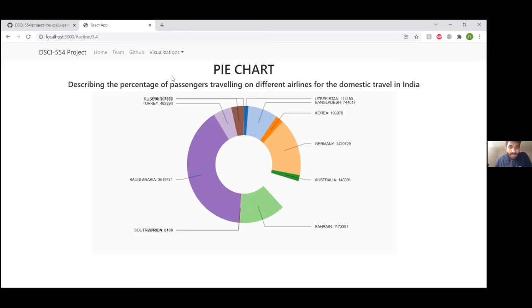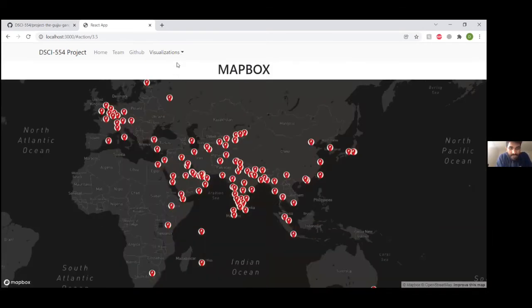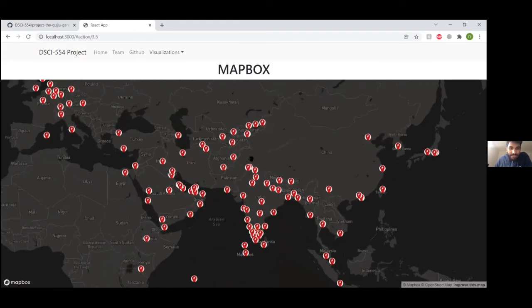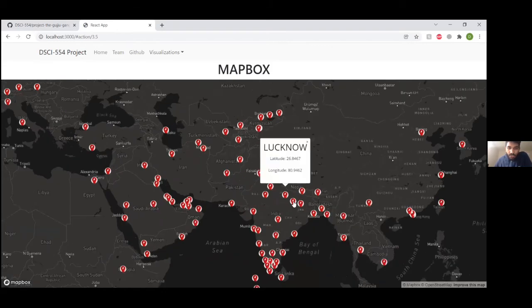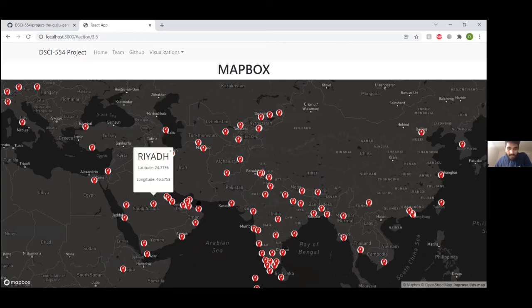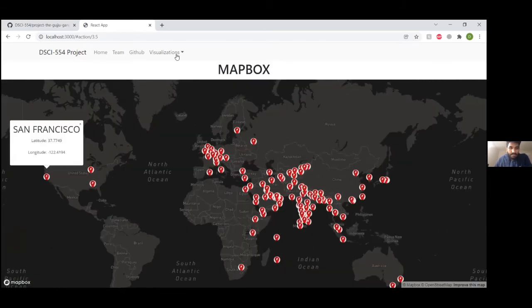And the next chart that we have developed is the map box. We have tried to interpolate the locations of various cities on the map box, and whenever any pin is clicked on this map, it shows the name of the city as well as the actual location on the map, that is the latitude and longitude. So these cities actually signify the connectivity of flights with Indian cities.